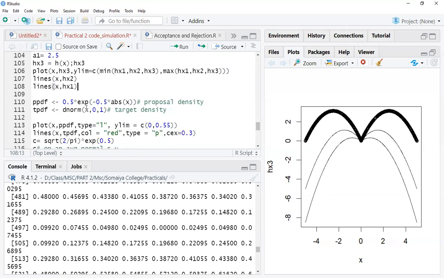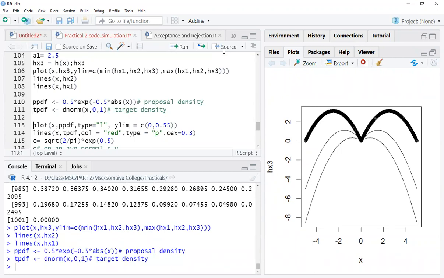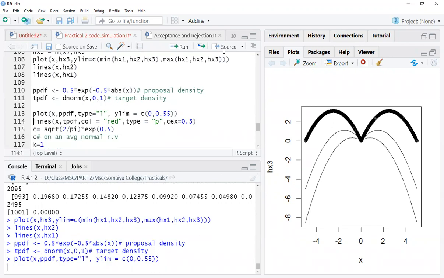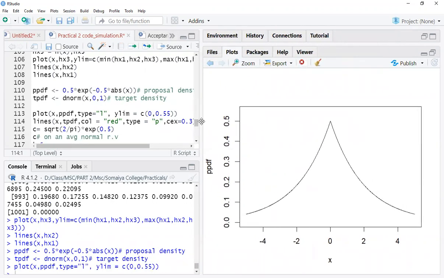We'll just check this. Let's see whether it works or not. So we have this particular proposal PDF. This is your target PDF. Let's draw this proposal PDF first.